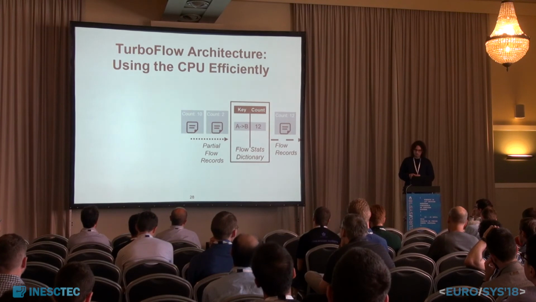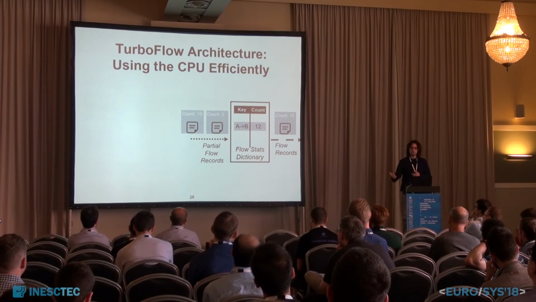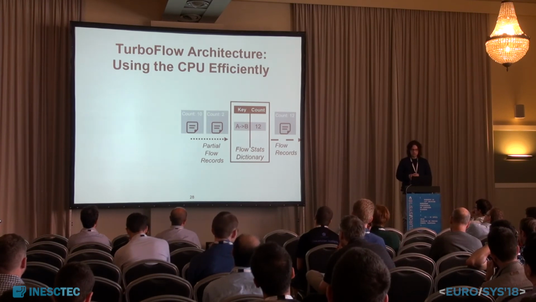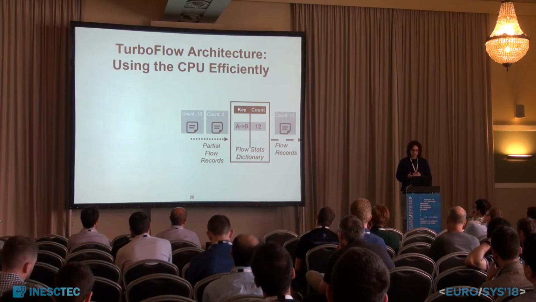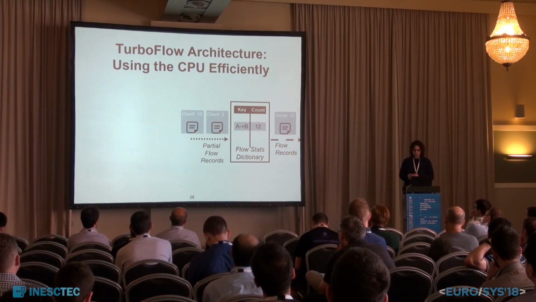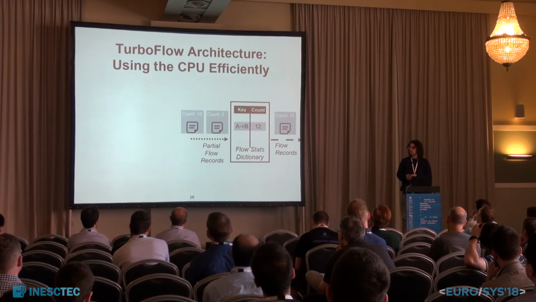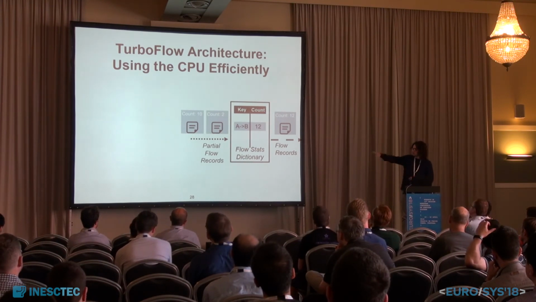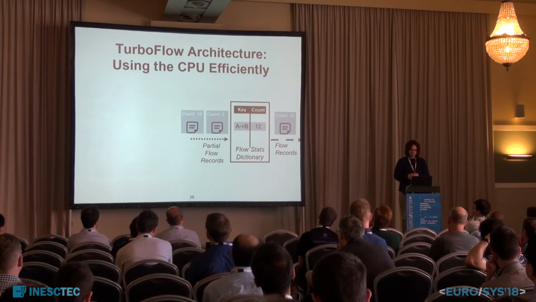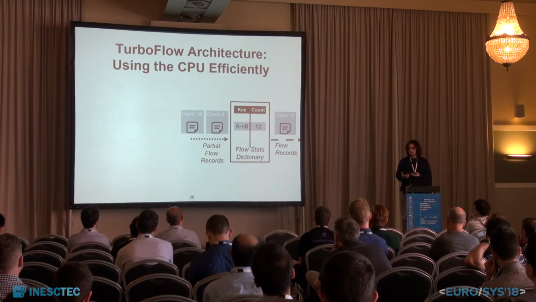The bottleneck in the software is basically the dictionary data structure that maps the partial flow records to complete flow records. It's essentially a hash table. Hash tables are a common bottleneck in software packet processors, in routers and switches. But the workload for TurboFlow is a little bit different because the entries change very frequently. Whenever a new fine-grained TCP or UDP flow starts or ends, we need to update the entries in the dictionary.